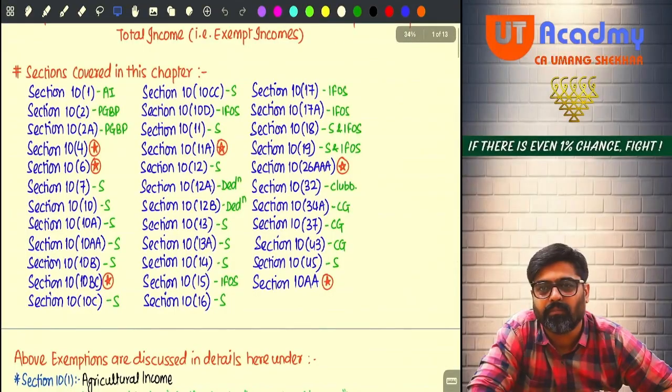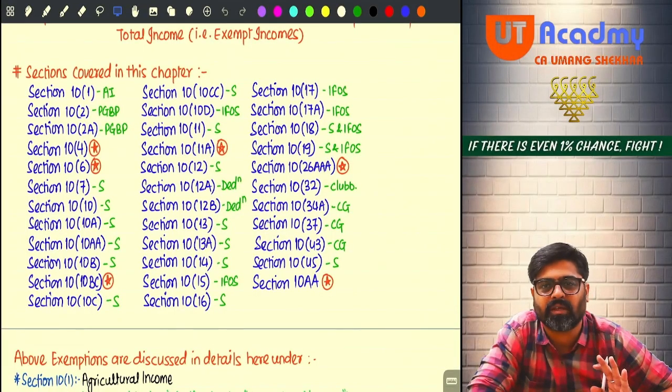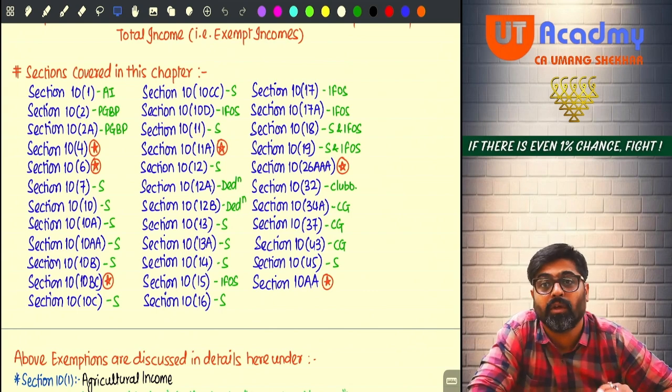See, many of the sections I have covered in salary. Many of the sections I have covered in IFOS. Few of them I have covered with PGBP. Few I have covered in capital gains. Few I have done while doing your deductions chapter 6A.